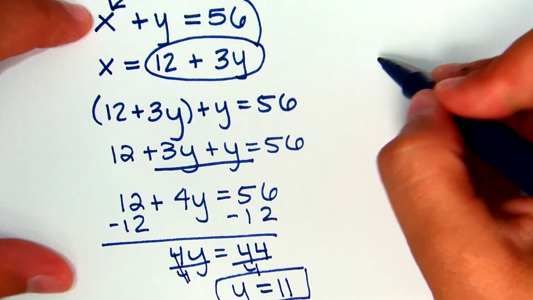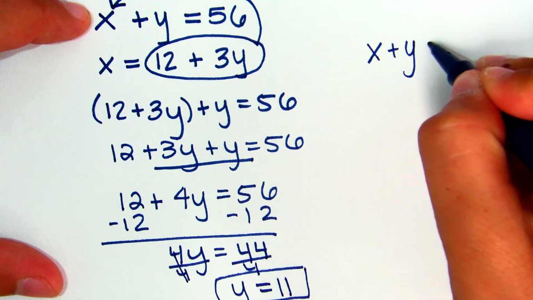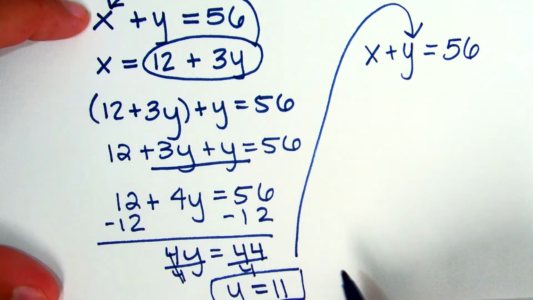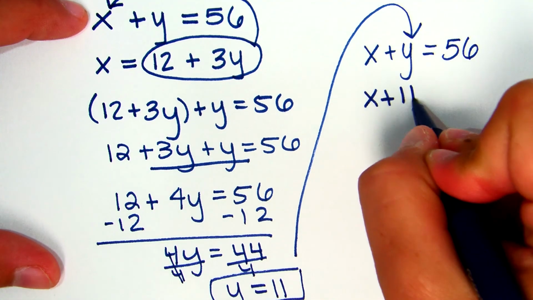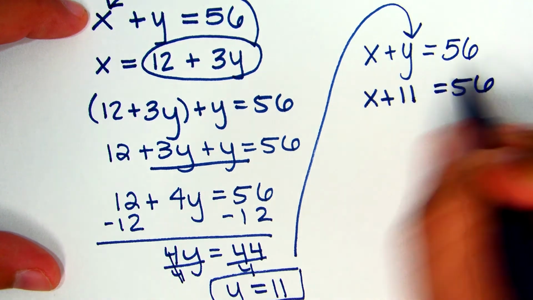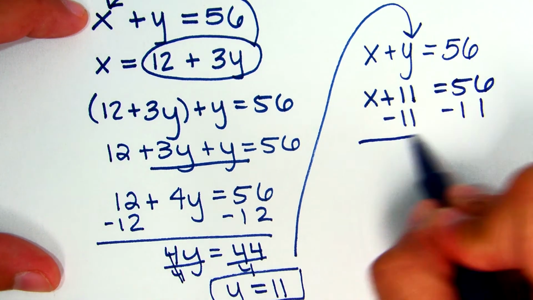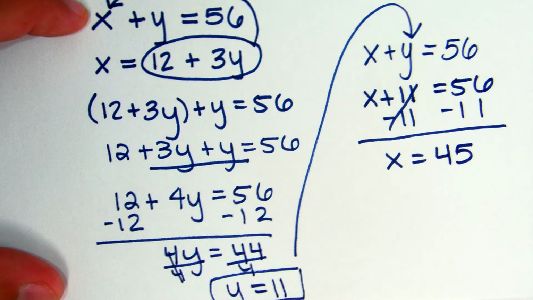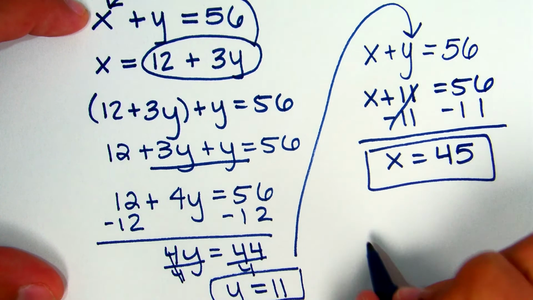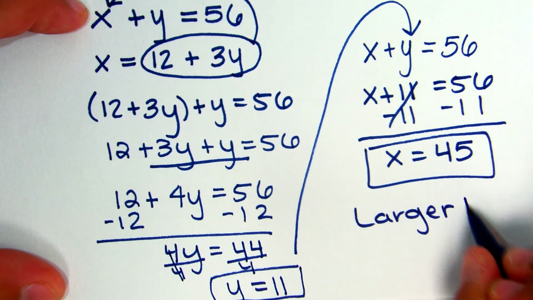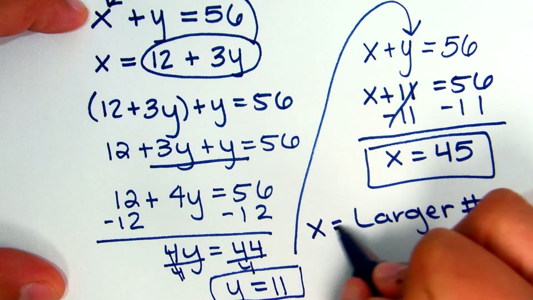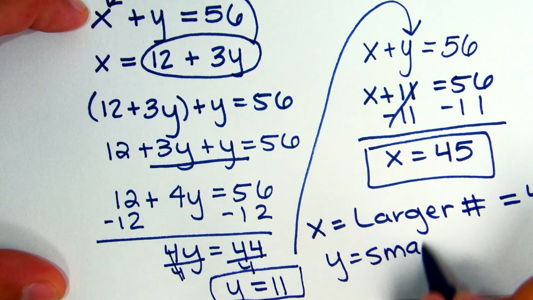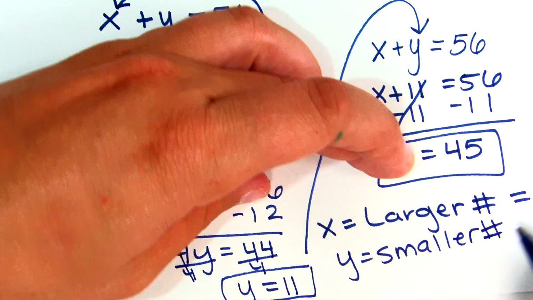My other original equation here, x plus y equals 56, is where I'm going to put my answer. Y is 11. X plus 11 equals 56. I need to get x alone, so I subtract 11. So x equals 45. So therefore my larger number, which is x, equals 45, and y equals my smaller number, which is 11.